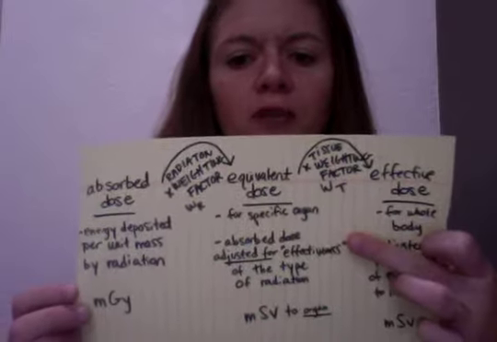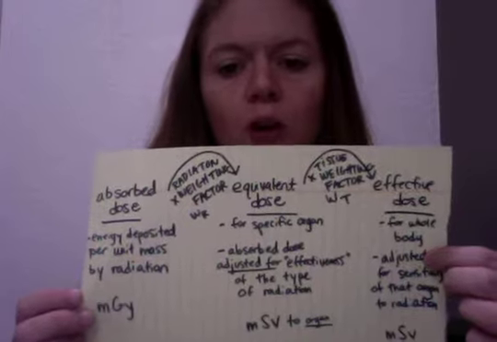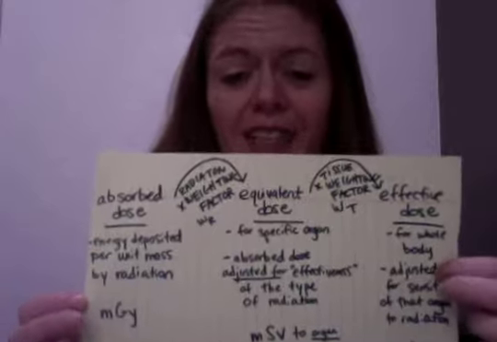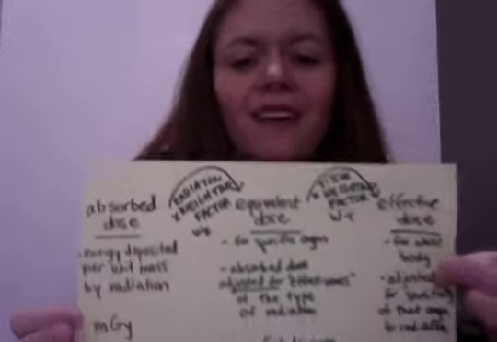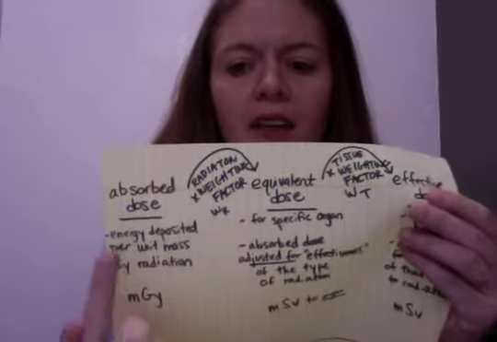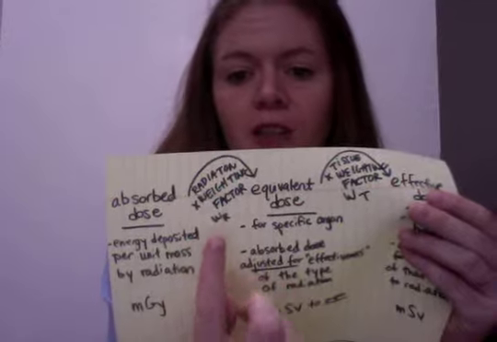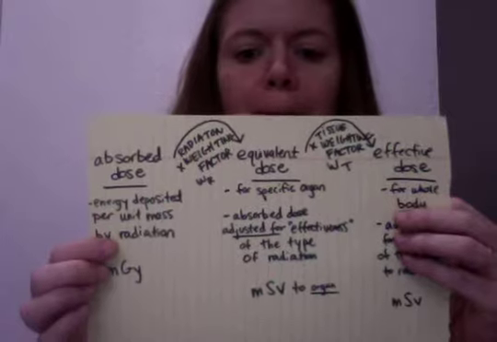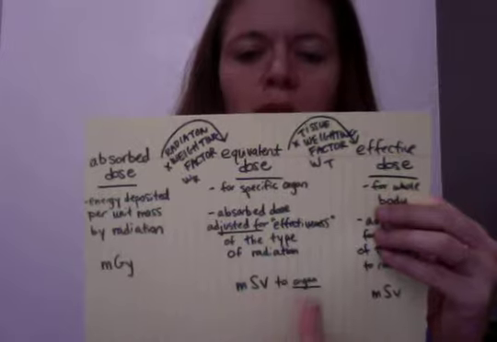Then we move on to equivalent dose. Equivalent dose is calculated for a specific organ, and it's the absorbed dose adjusted for the effectiveness of that type of radiation. And effectiveness means the effectiveness in harming that tissue. So to get from absorbed dose to equivalent dose, you multiply this absorbed dose, that energy per unit mass, by the radiation weighting factor, or W sub R. We'll talk about that more in a minute. Units we use for equivalent dose are millisieverts to the specific organ.